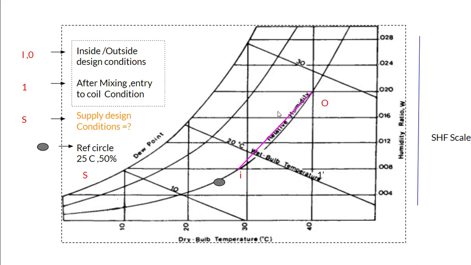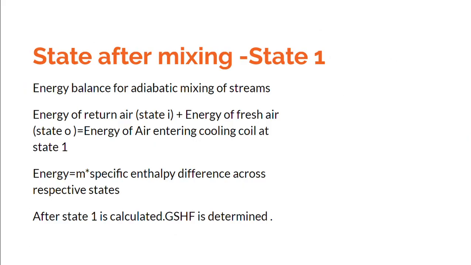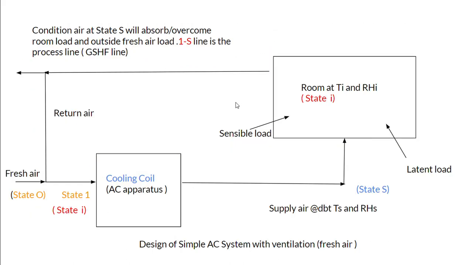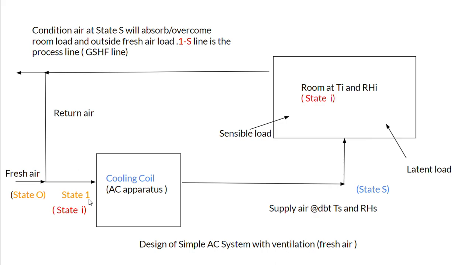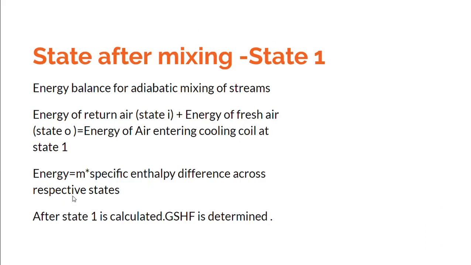So we need to look at that point 1. Point 1 is a point after mixing, which is the entry to the cooling coil. We need to locate point 1 on this line which we had plotted, that is a line joining the state O with the state I. So how to get the state 1? For getting the state 1, we need to do an energy balance. And what is that energy balance? The energy of the fresh air plus the energy of the return air is equal to the energy of the mixed air. That is how we calculate the state 1.